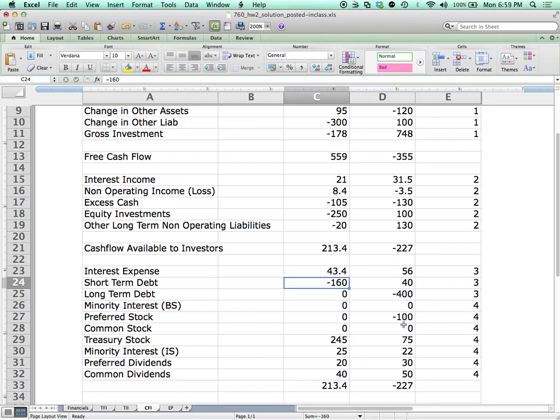Why did this company borrow money? It gave all the money to the investors. So I'm going to ask the question in a slightly different way. Did this company in 2011 need to borrow money to fund its operations?